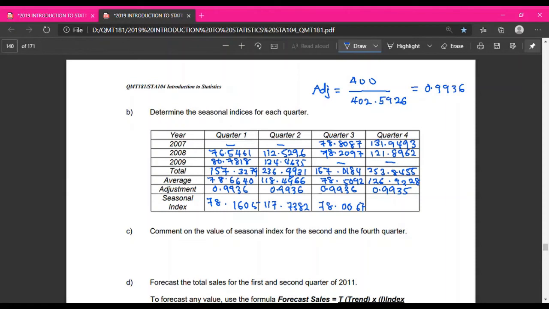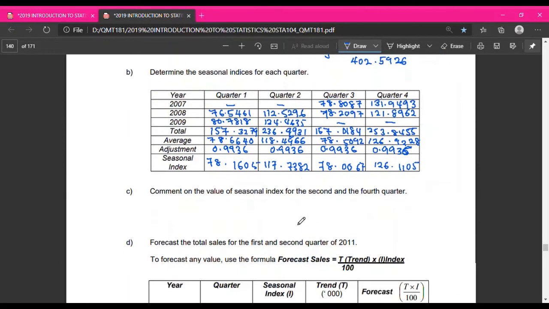Lastly, kat sini sepatutnya, sorry, 36. So it is 126.1105. Okay, so kita dapat dah seasonal indices for the fourth quarter kat sini. Kita punya intention.